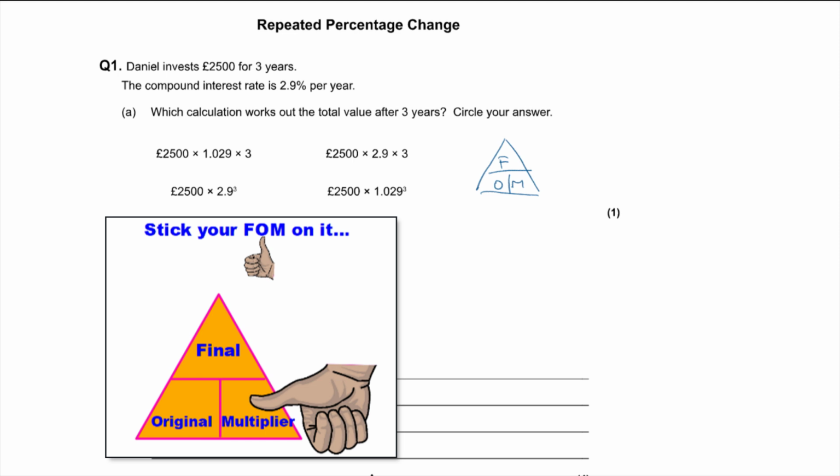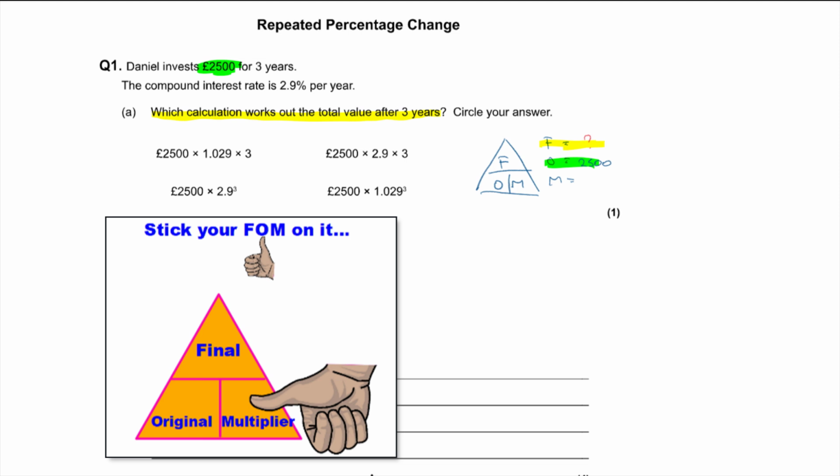Then if you have a look at this, what have I got? Final, original, multiplier, which is which? So final is the thing that we want to find, isn't it? It's what happens after the percentage has been applied. Okay, so that's the thing I want to find. I don't know the final, it's the one I want to find. Okay, the original is the amount I start with. So Daniel invests £2,500, so that's what goes here.